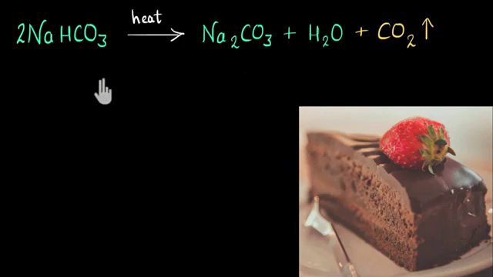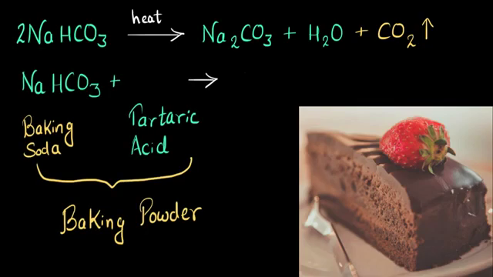So that's why we do not use baking soda to bake cakes. Instead, we use baking powder, which is a mixture of baking soda and a mild edible acid, tartaric acid. So we mix baking soda with tartaric acid and we get baking powder. And if you're wondering what the chemical formula of tartaric acid is, then don't worry about that.